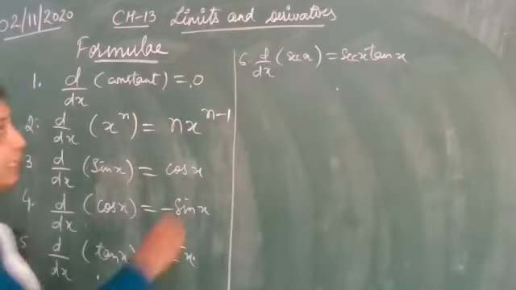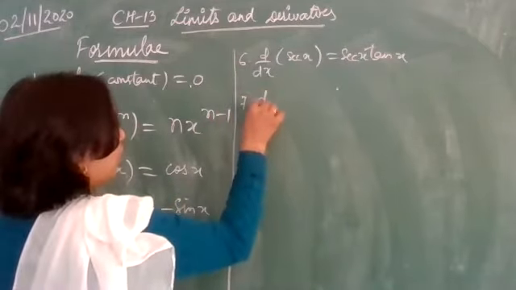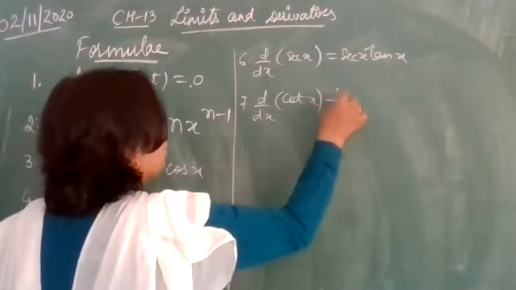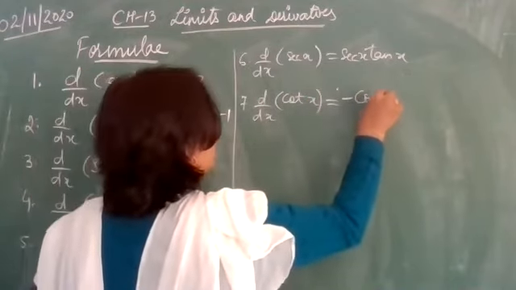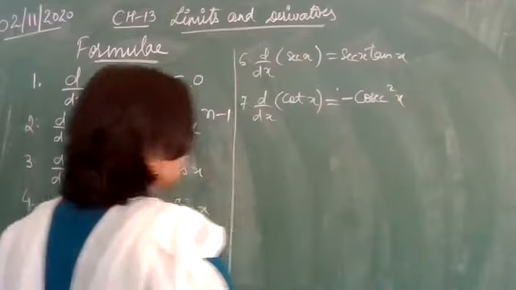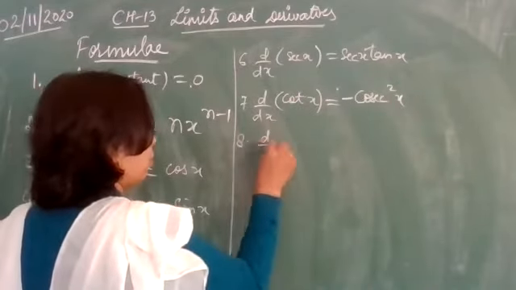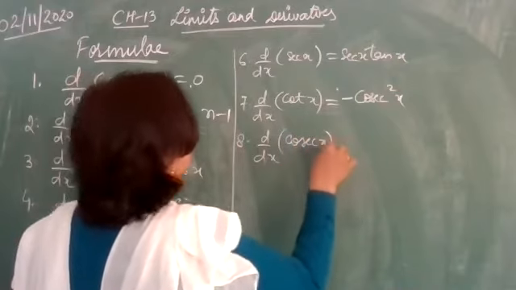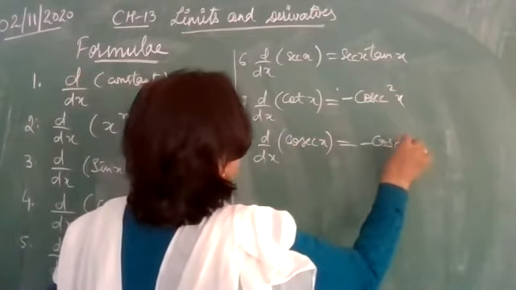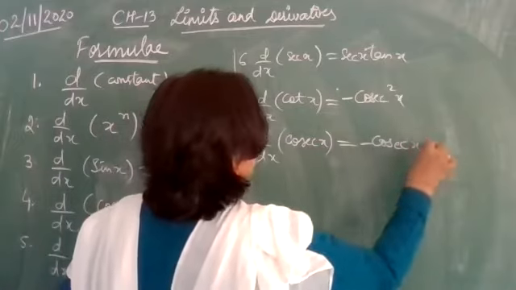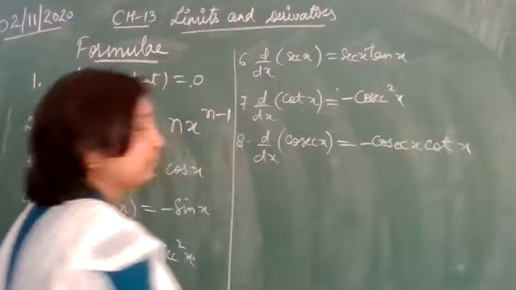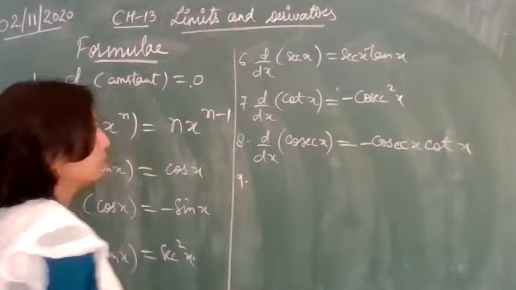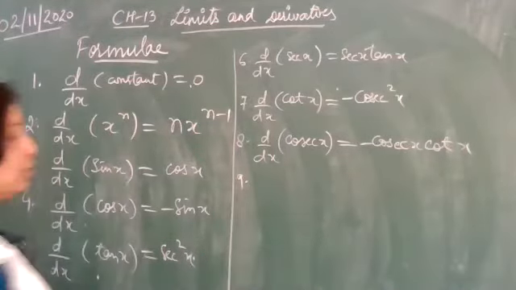Okay. Then derivative of cot x is minus cosec square x. Derivative of cosec x is minus cosec x cot x. Right? Then we come to all the 6 ratios we've written.